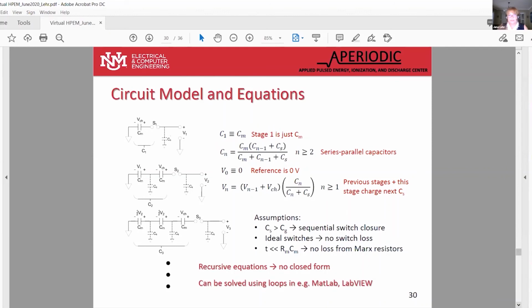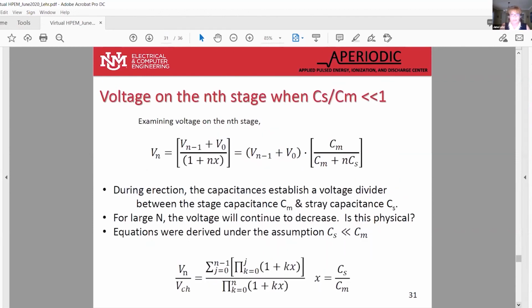This was certainly started by hand, and we had these very large equations. So what we did was we took one stage erect and did the circuit analysis, fired another switch, did the circuit analysis again, and then tried to close the form. So we had some very large equations. It turns out we could only solve this. We couldn't close the form for the very general case, but we use loops and we can get good numbers.